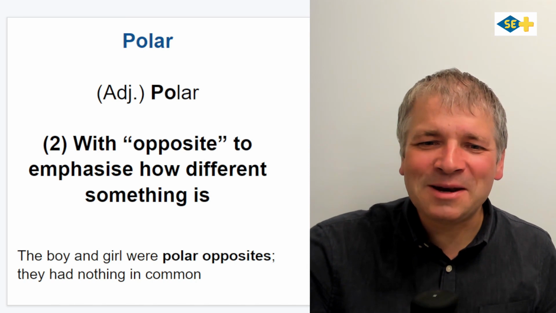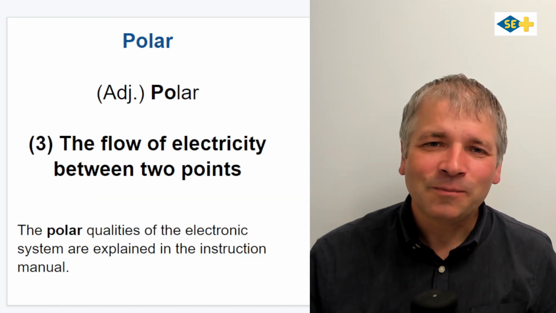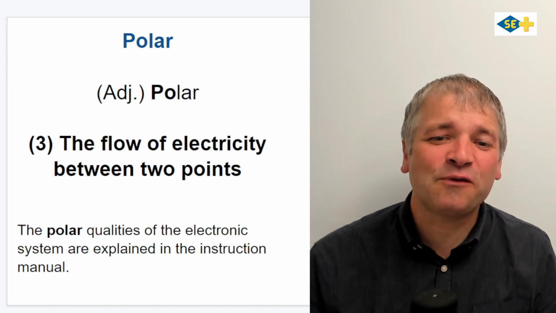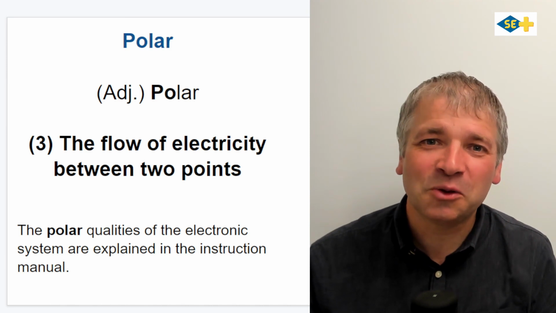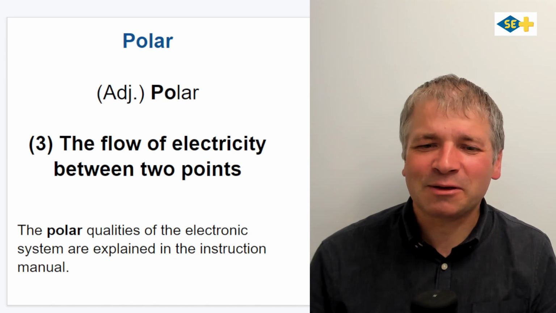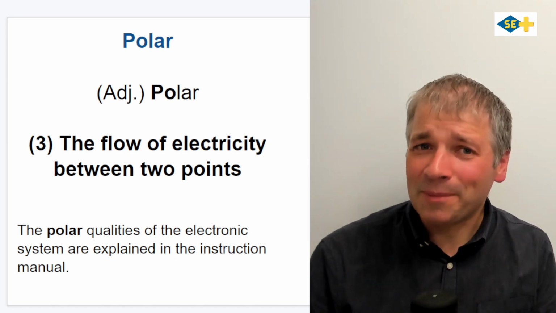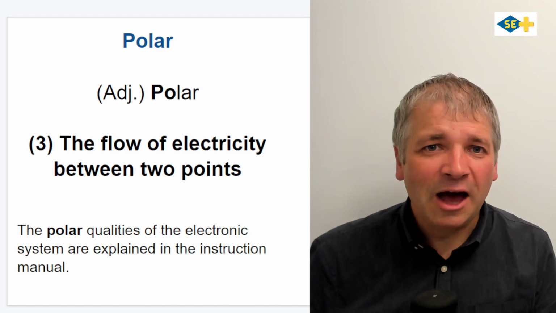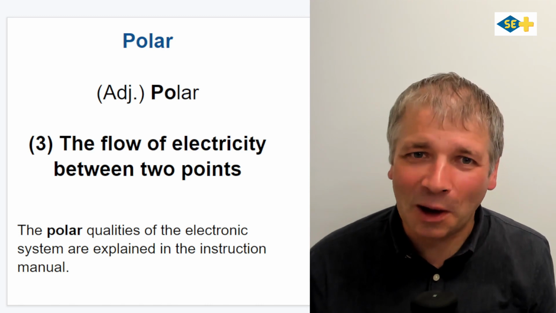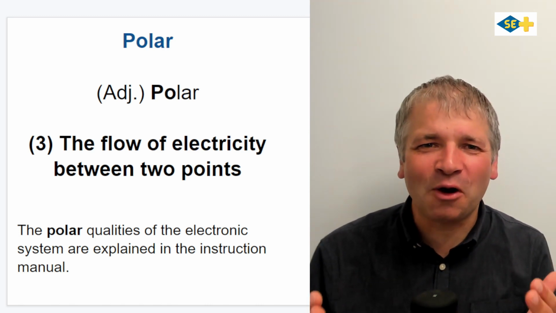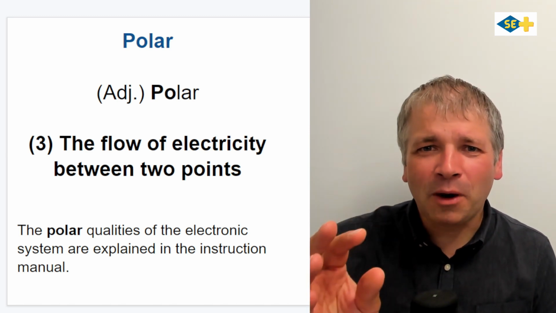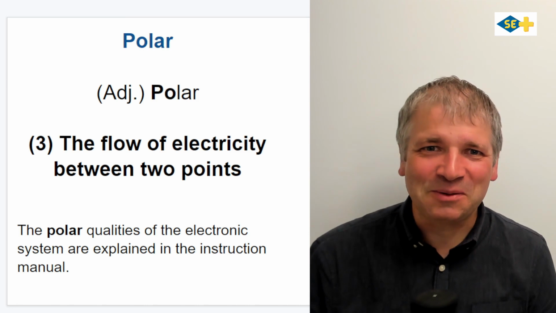But there's also another meaning of polar, which is useful for people involved in electronics or interested in electronics, which means the flow of electricity between 2 points. The polar qualities of the electronic system are explained in the instruction manual. Might be an example sentence. So in electricity, we have poles, and what happens between them is called polar. So 3 different uses of the word polar, not just for the North Pole and the South Pole, other meanings too.